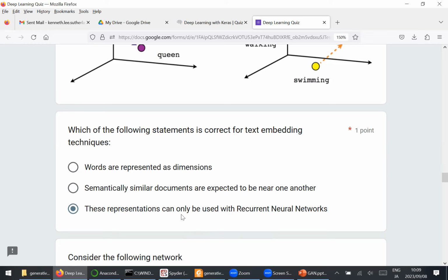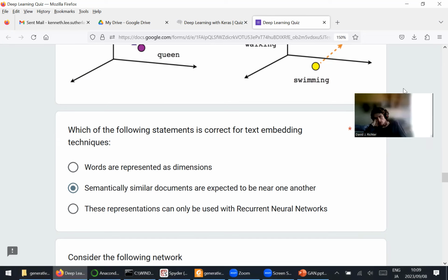Usually when you see which of the following statements is correct? Only one of these is correct. Okay, right. So I would say if we can only choose one, I would guess maybe this one. What do you think, David? Do you know the answer to this one?